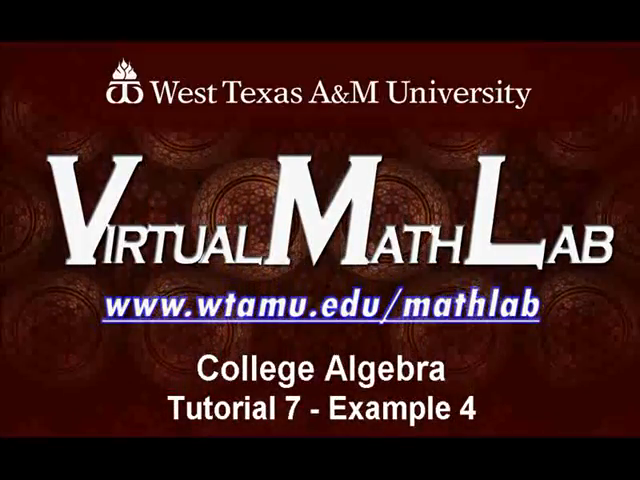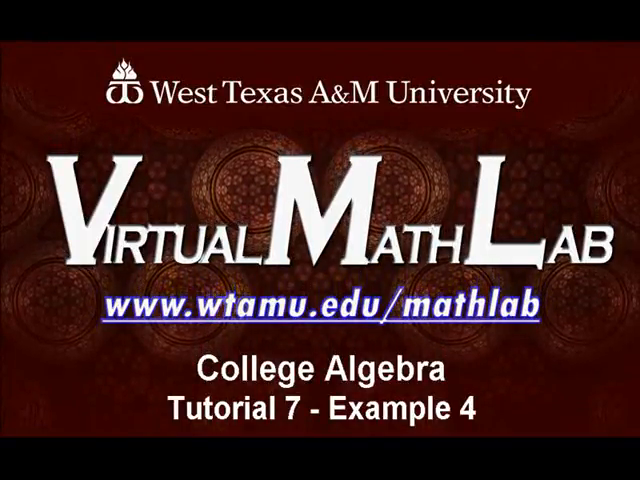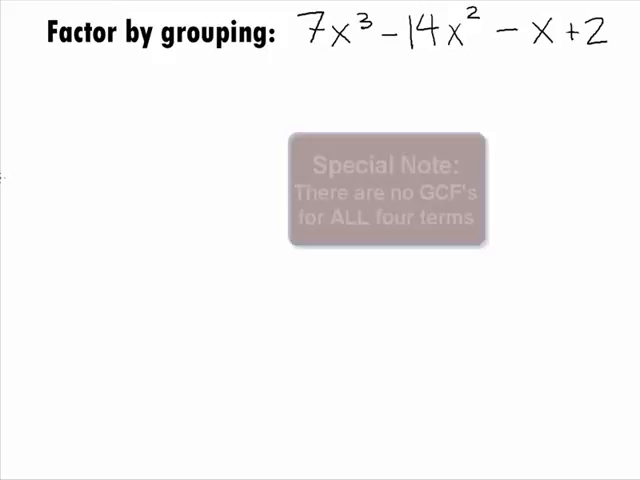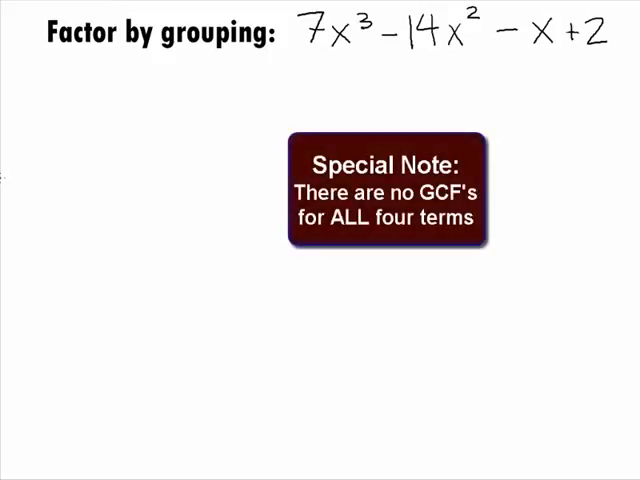This video will step you through College Algebra Tutorial 7, Example 4. In this example, we want to factor the polynomial 7x cubed minus 14x squared minus x plus 2 by grouping. Note that there are no greatest common factors, or GCFs, that we can factor out of all terms, so we are going to go right into factoring by grouping.